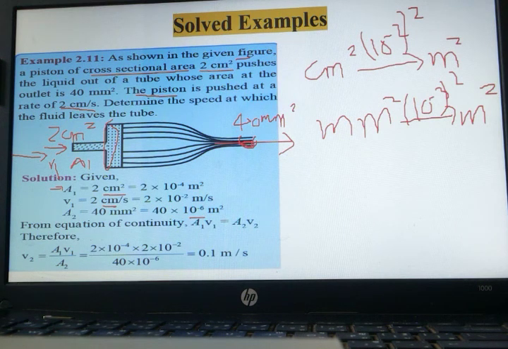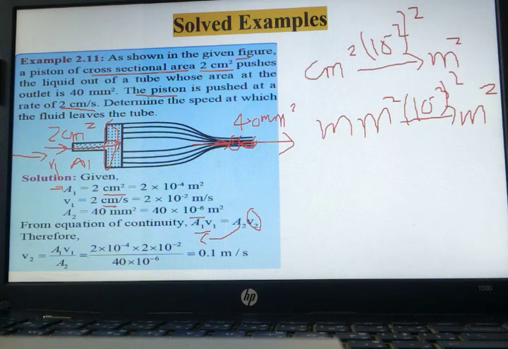We already know the equation of continuity: A1 V1 is equal to A2 V2. A1 is the area of this piston, the bigger one. V1 is the velocity of this piston. A2 is the smaller cross-sectional area, and V2 is the speed at which the fluid will flow through it. So we have to find V2 over here. A2 is already there, so we take A2 in the denominator, and we get V2 is equal to A1 V1 upon A2.